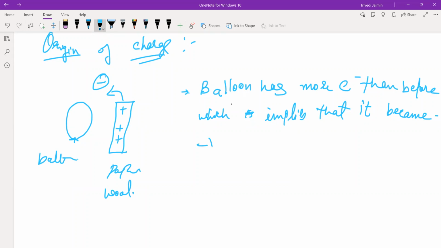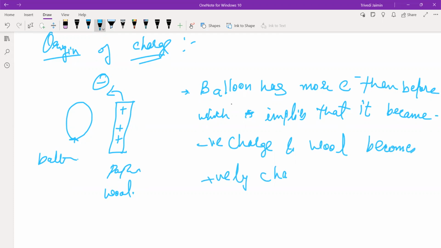Became negatively charged, and wool becomes positively charged. Now, what is this called? This is the first part, that is called charging by friction, by rubbing.